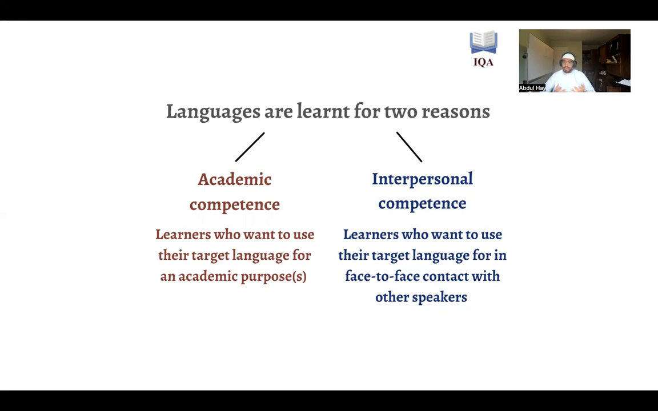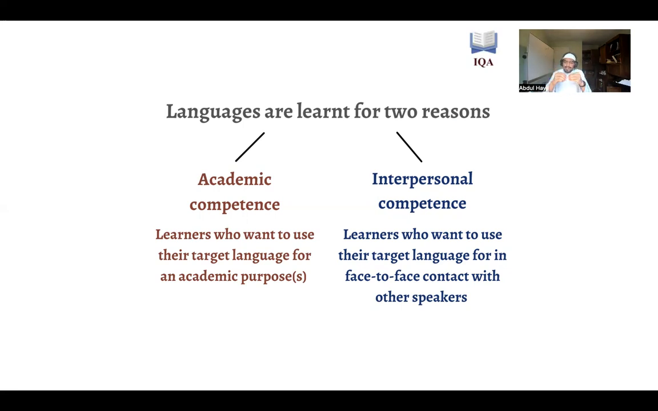That's why they have English for academic purposes classes. On the other hand, certain people are learning languages for interpersonal competence, which is learners who want to use their target language for face-to-face contacts with other speakers. For example, ambassadors. Ambassadors are going to be posted in Zimbabwe, in Portugal, in Spain, in Russia. They need to learn the language in order to have a dinner party with their counterpart in that country. So their goal is completely different than that Chinese student.